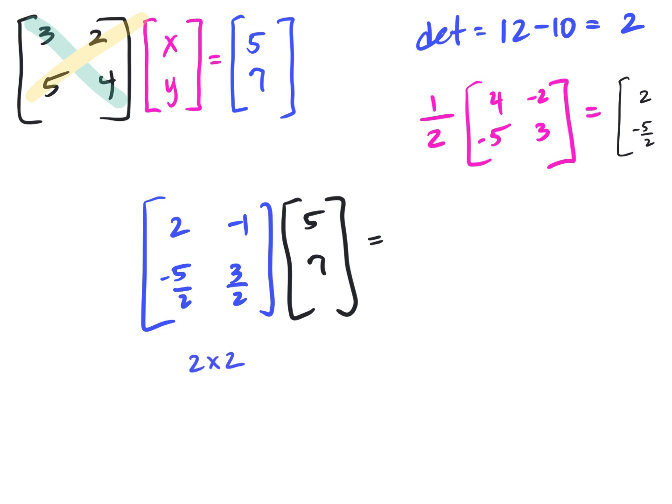We have a what by what to start? 2 by 2. What's this one? Left and right? Yes, this is 2 by 1. Can I multiply them? What will my final answer look like? It's a 2 by 1. That's going to be my x and my y, where they intersect.